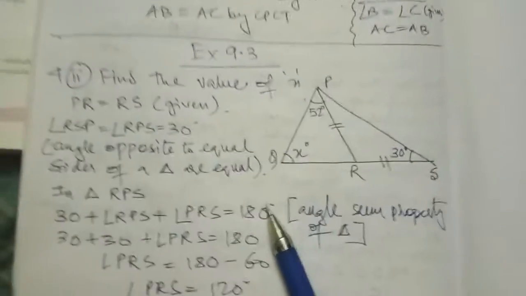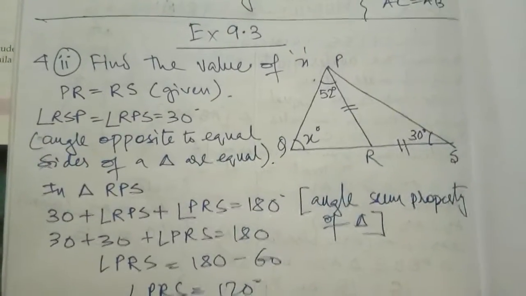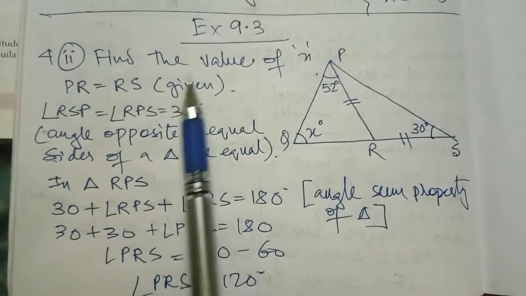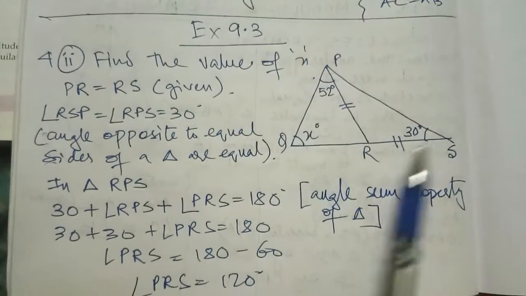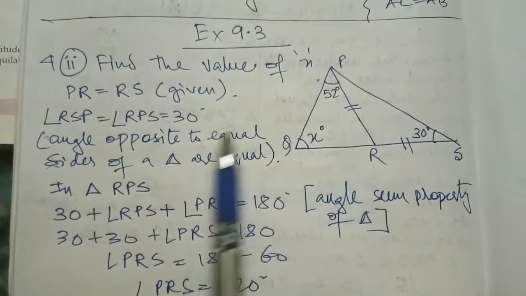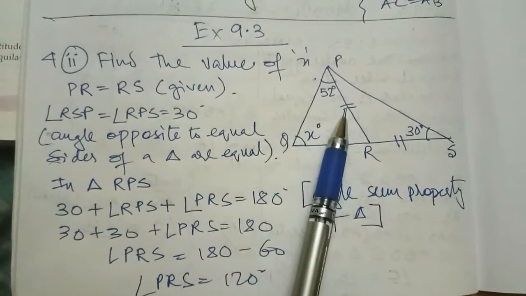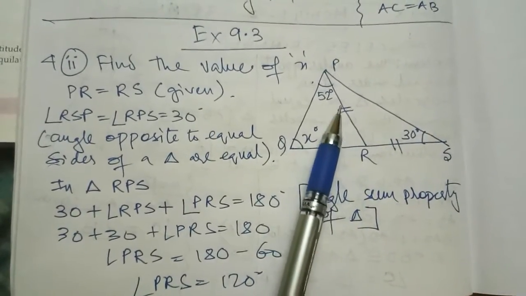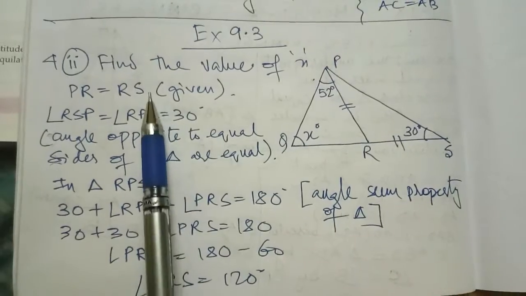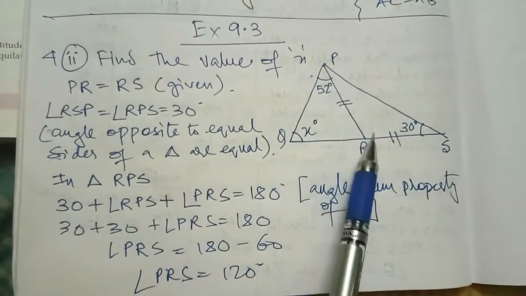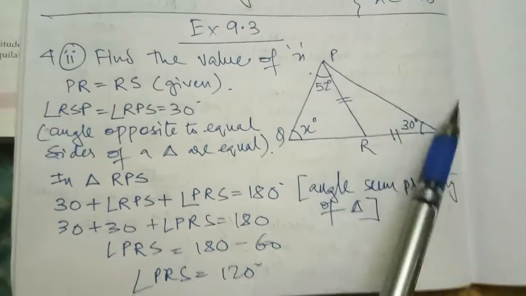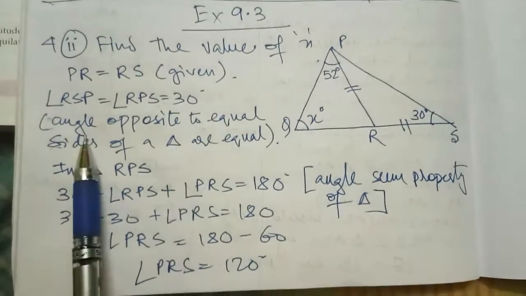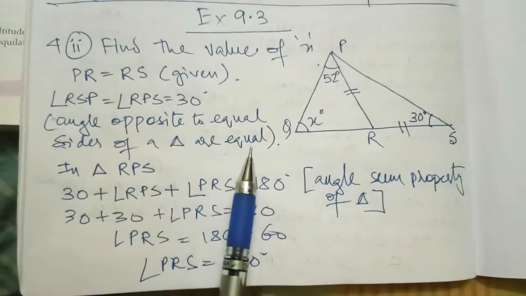Now I have taken one question from your exercise 9.3, question 2, where you are told to find the value of x in this figure. In the figure given, this side and this side are equal. I've written over here that if this side and this side are equal, then definitely the opposite angles will also be equal. See, angle RSP and angle RPS equal 30 degrees. Angles opposite to equal sides of a triangle are equal.